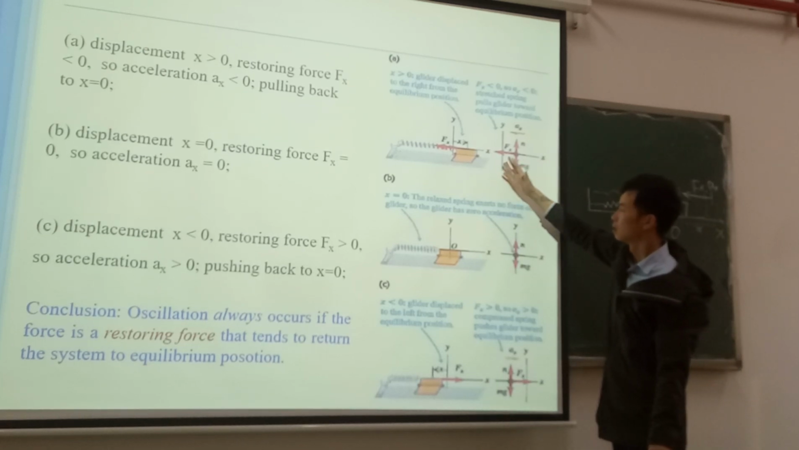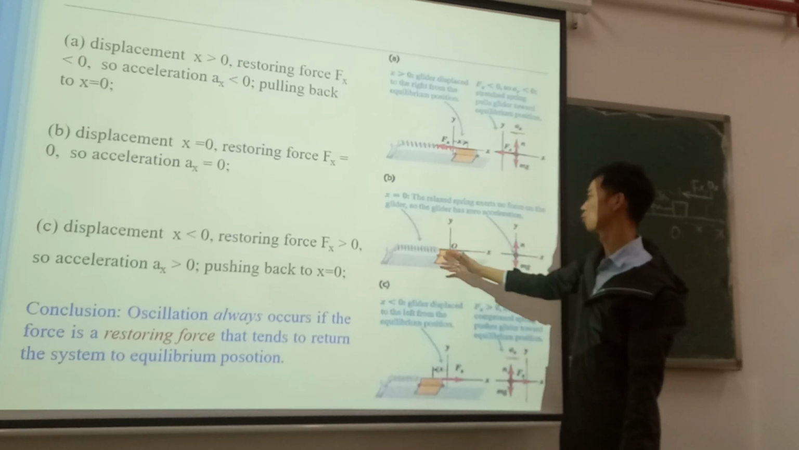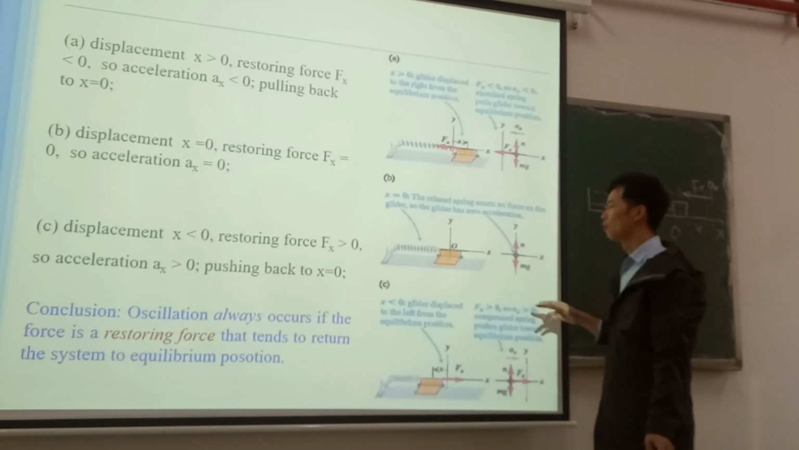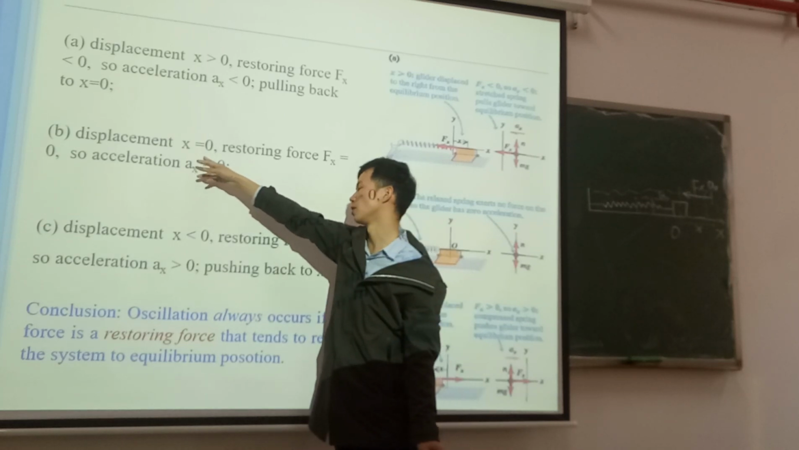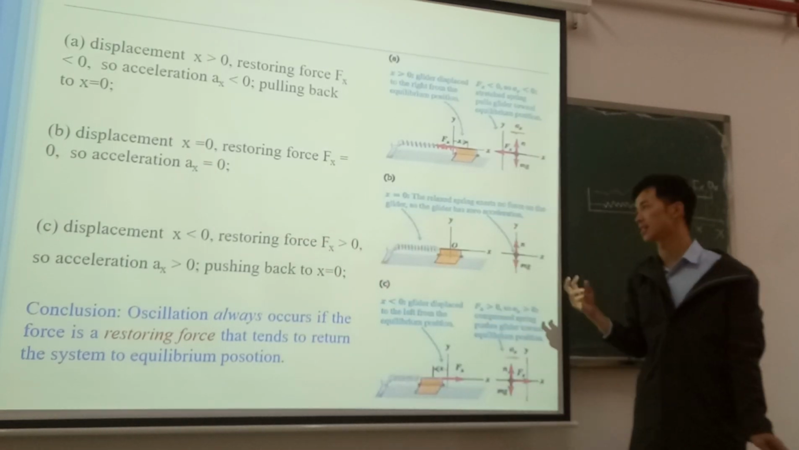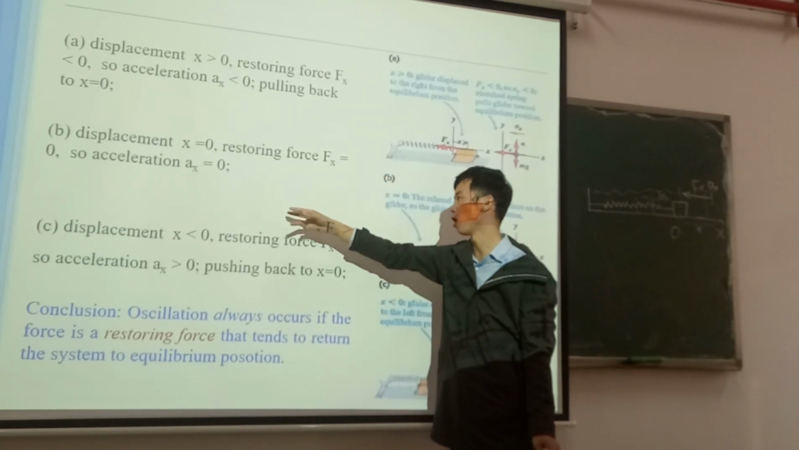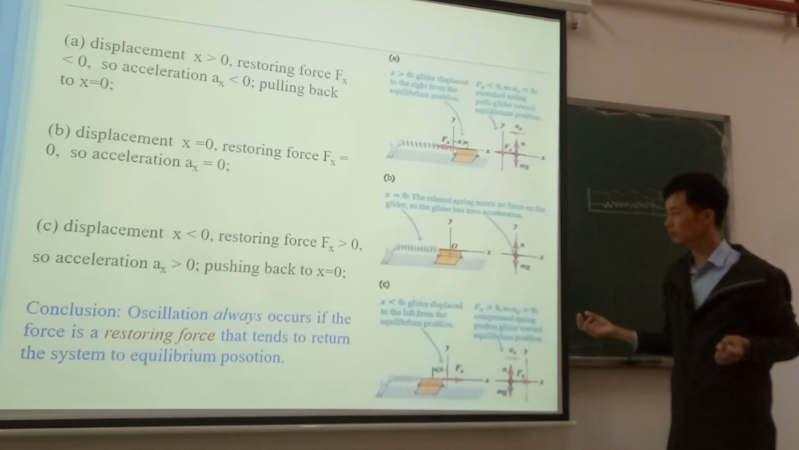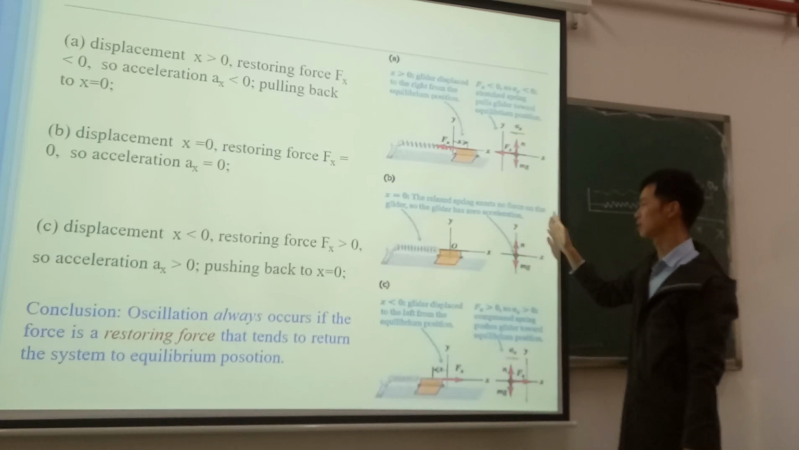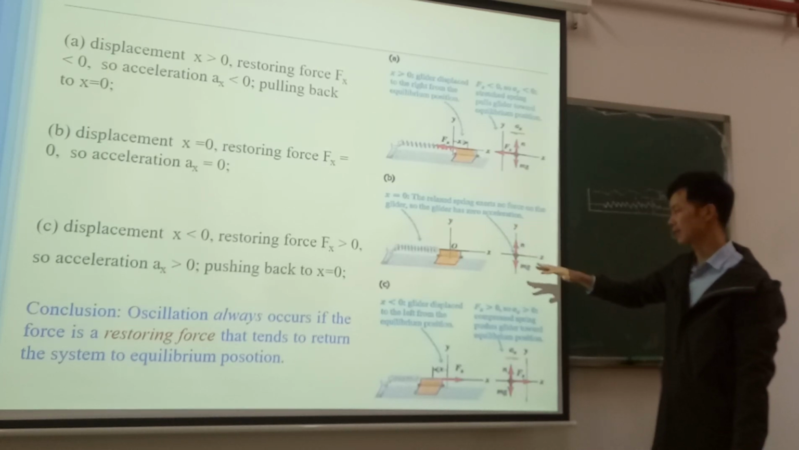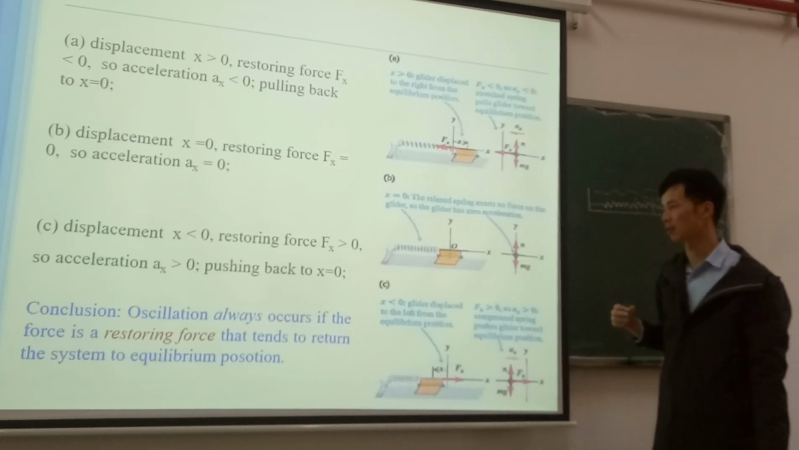Now the second one, the body comes back to the equilibrium position. When the body is back to the equilibrium position, then the displacement is 0. The displacement is 0, so the restoring force Fx is 0. So the acceleration is also 0. So x is 0, so the glider has 0 acceleration. So at this point, there is no net force along the horizontal.